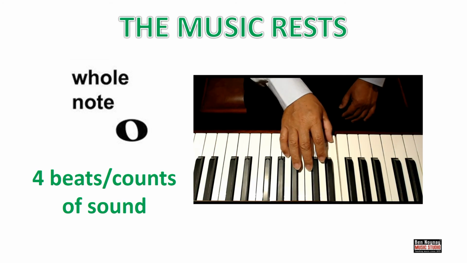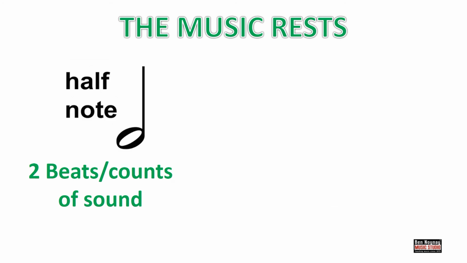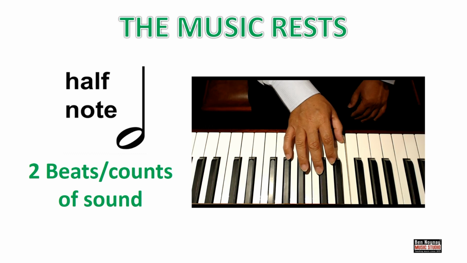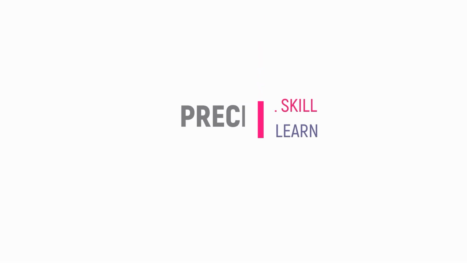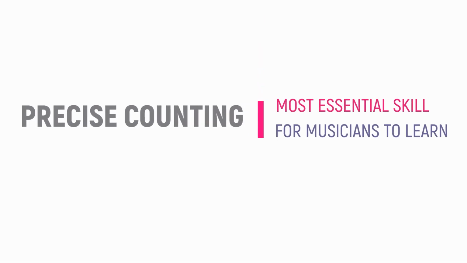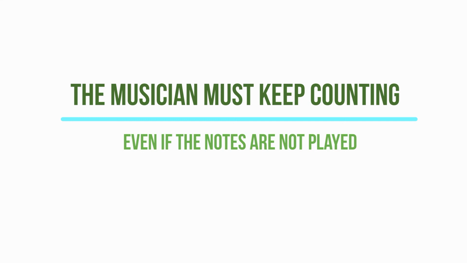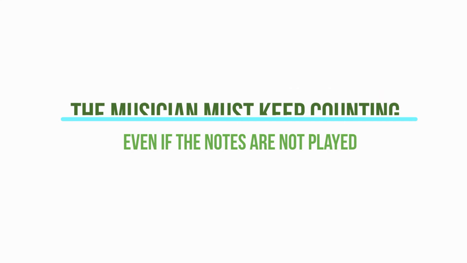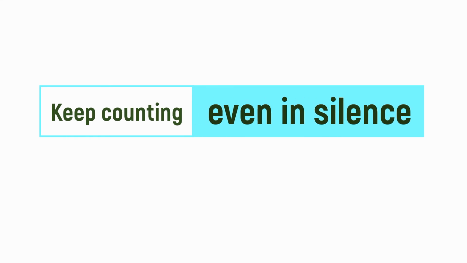1, 2, 3, 4. To play a half note means we hold the key for 2 counts. 1, 2. In music, precise counting is the most essential skill that a musician can learn in order to form the playing of the notes into beautiful sounds of music. The music rule says the musician must keep the counting even if the notes are not played. In other words, counting must continue even in silence.